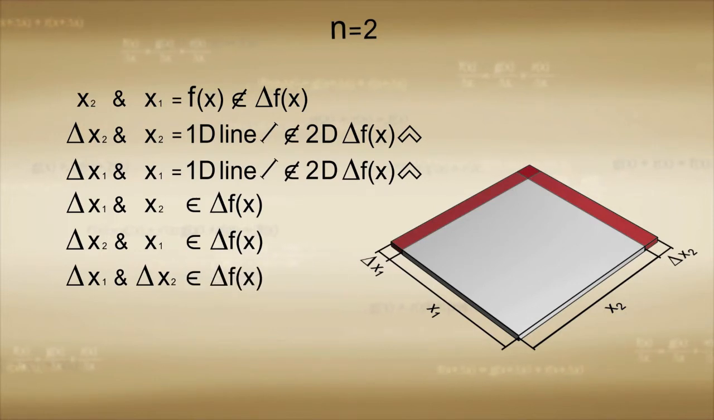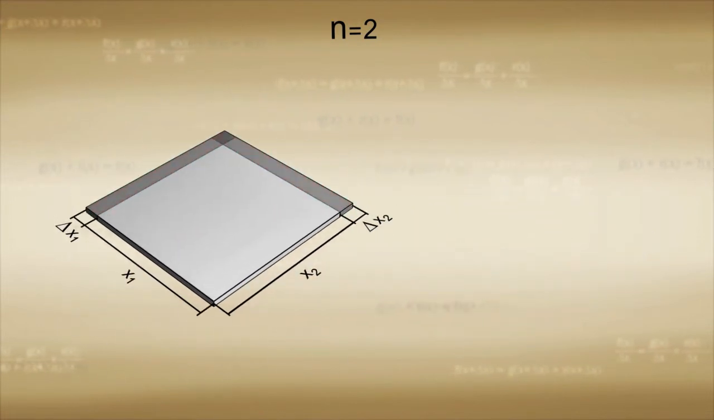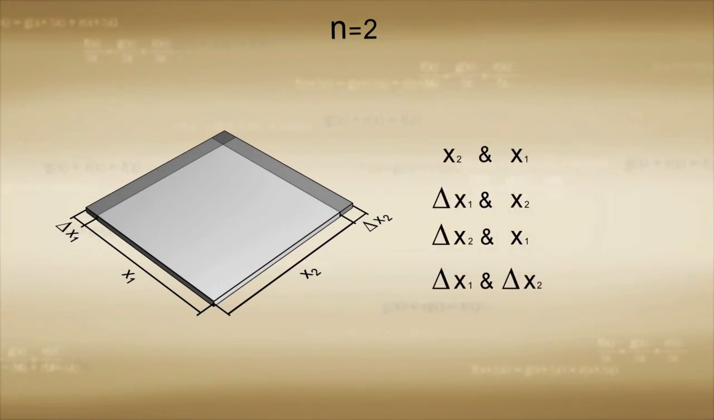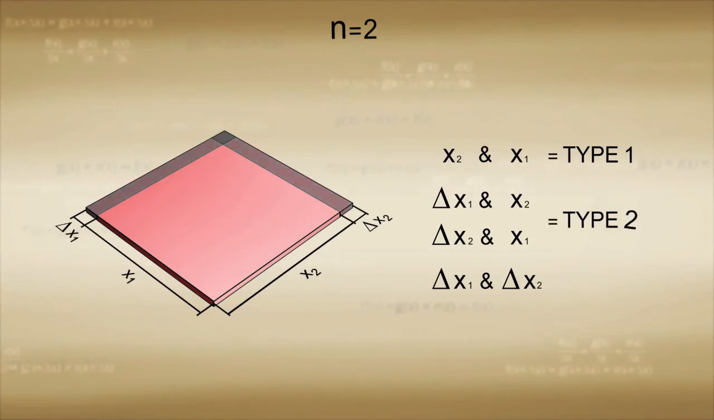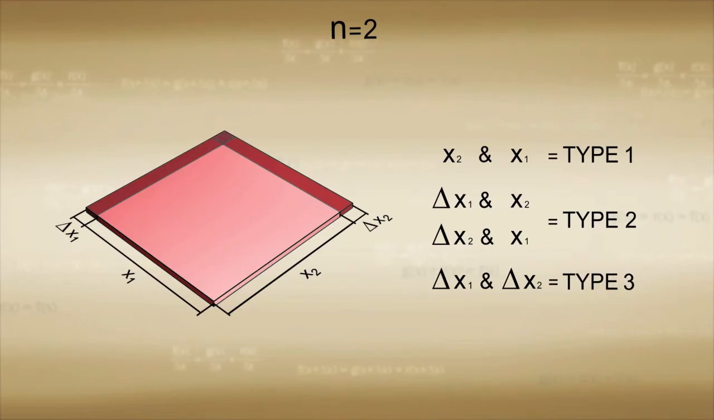If we cared to do this in a more formal way, we could say something like this. In the case of n equal to 2, we know that there are three volume types that can exist. One volume type where both of the sides of the volume are composed of x components. The second volume type will have one side composed of an x component and the other will be composed of a delta x component. The final volume type will be composed of sides which are only delta x components.